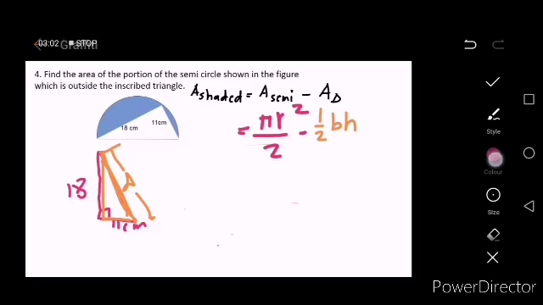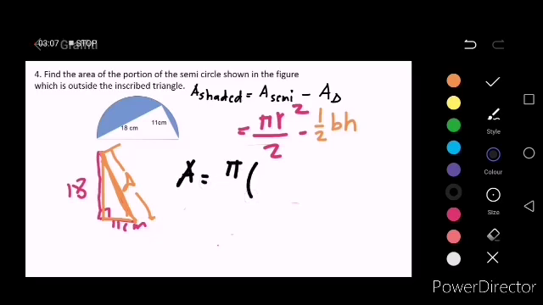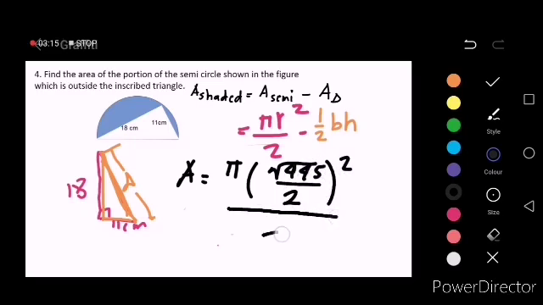Tama. So the area of the shaded now can be computed using the formula pi and then square root of 445 over 2, which is the radius. Square it and then divide it by 2. Minus 1/2 base times height, right? So this is 1/2 base. What is the base? Yes, the base is 11 as I mentioned a while ago. Times 18. Right? Okay. By using your calculator, you can solve for that one.